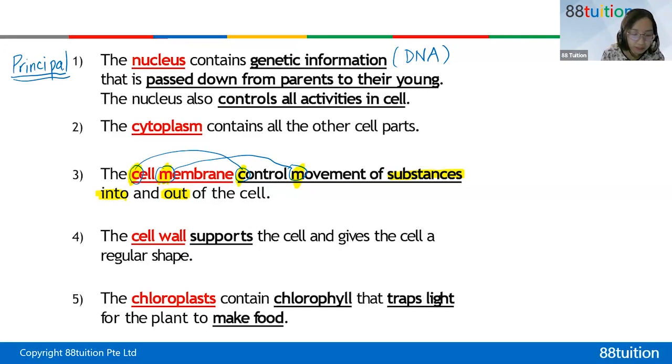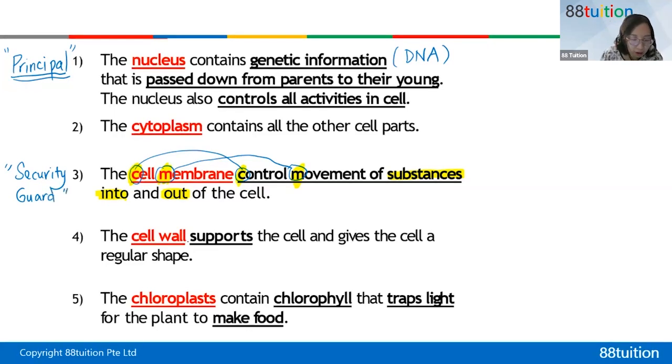Then can you tell me which person in the school is playing the role of a cell membrane? Can you tell me in the analogy of a school, which person is playing the role of the cell membrane? Controls movement of substances into and out of the cell. So who controls movement of people into and out of the school? Security guard. Good, Zhe. Okay, good, Javier. All right, so think of the cell membrane as a security guard.